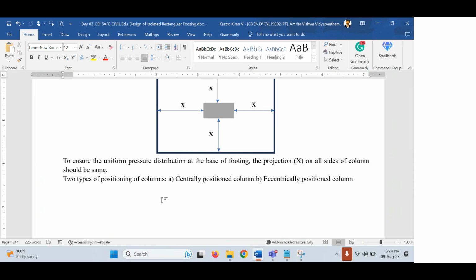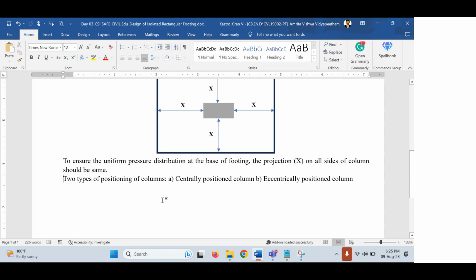But when the column is positioned eccentrically on the footing, there will be more pressure distribution on one side and less pressure distribution on the other side. Because of this uneven pressure distribution, settlement will happen, and this settlement is very dangerous. Why? Because a non-uniform, or unequal, settlement will be experienced. Equal settlement is always good, but unequal settlement is never a good option.